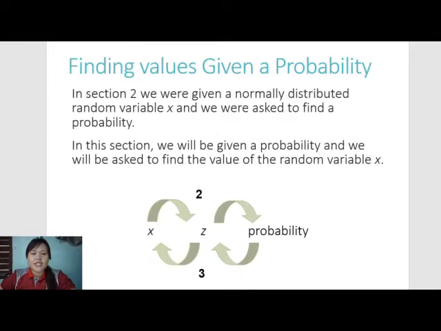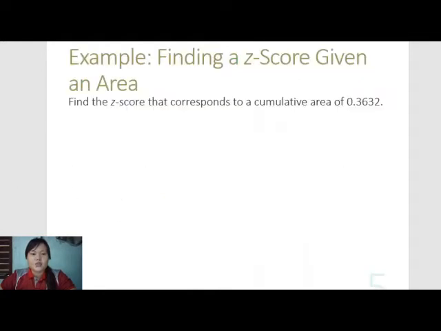So in finding the values for a given probability, it's like what we actually did before. So if your chapter 2 or section 2 is transforming your x to the probability to z and to probability, now we would be transforming our probability to z and later part to x. Okay? So let's start with this problem.